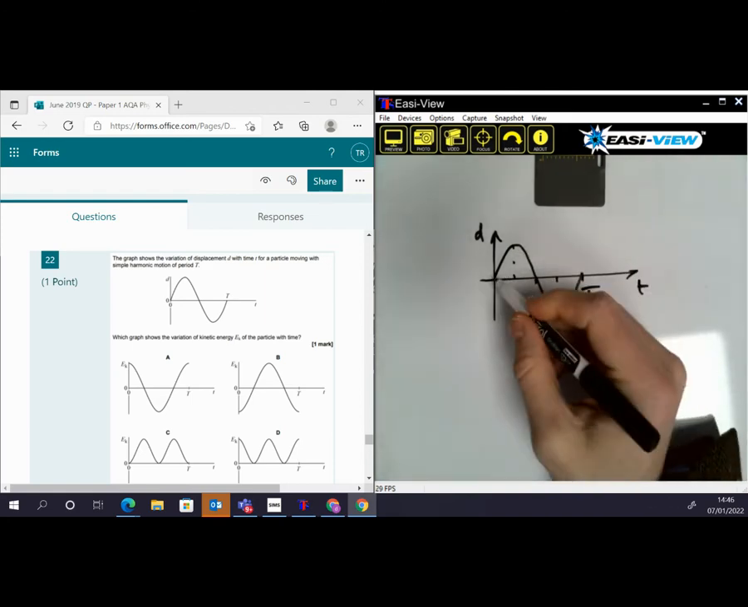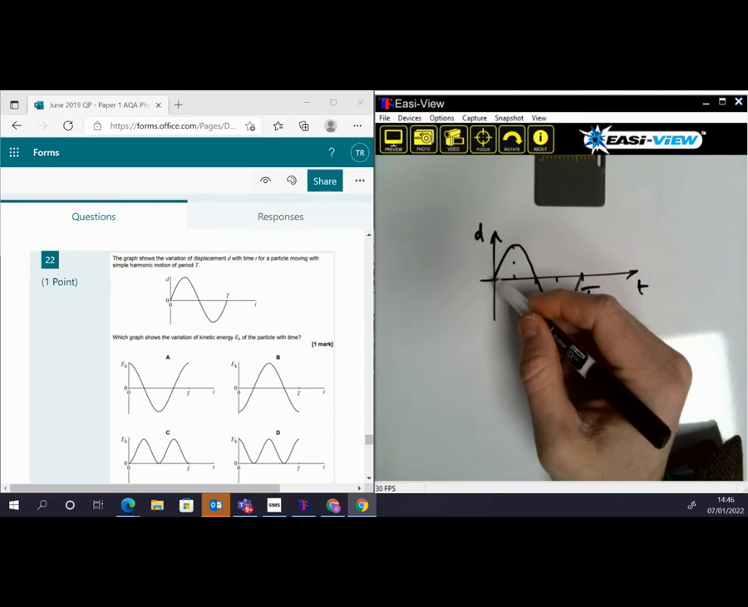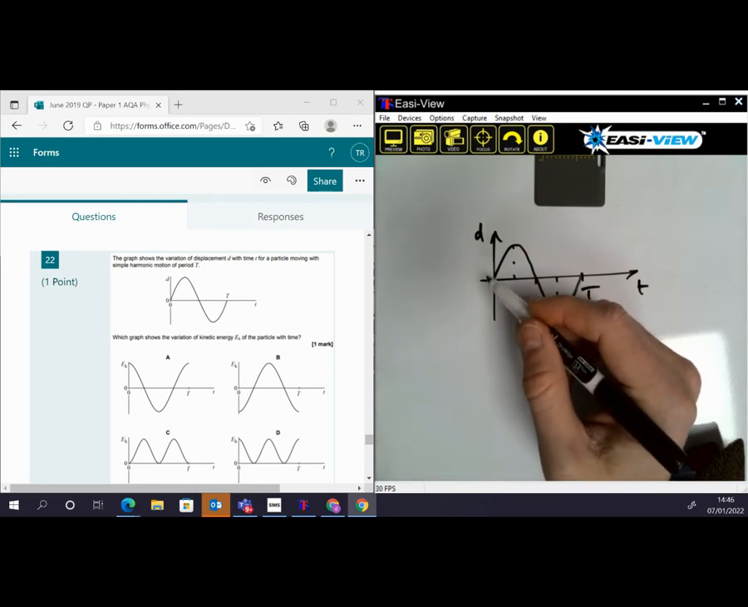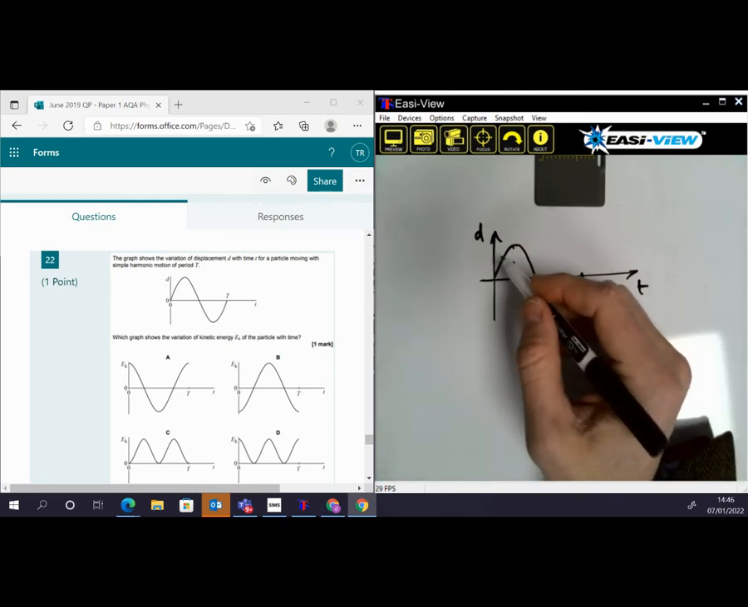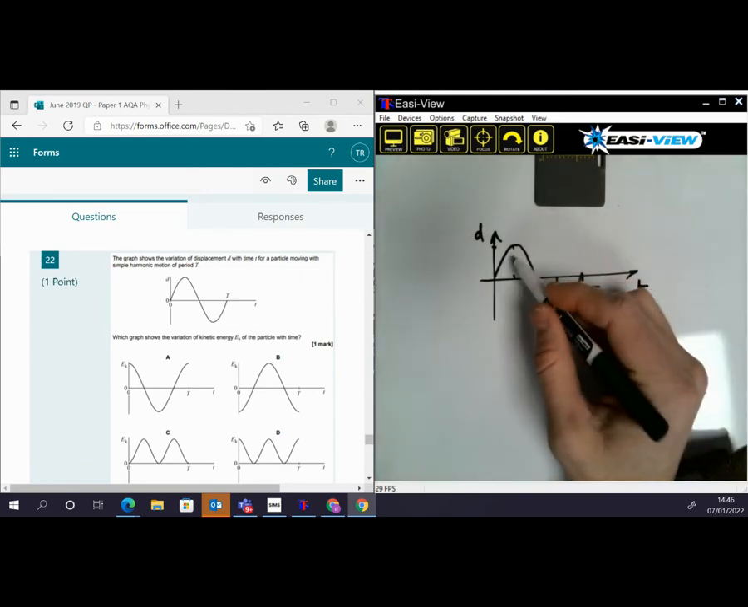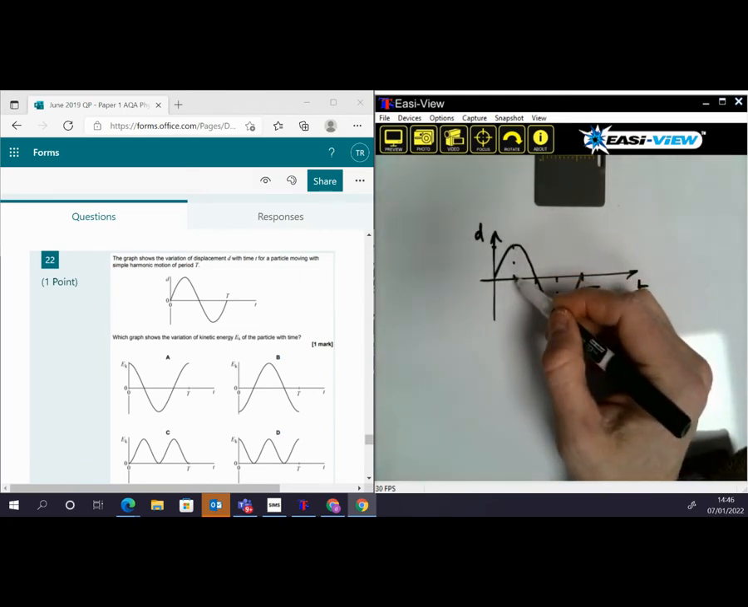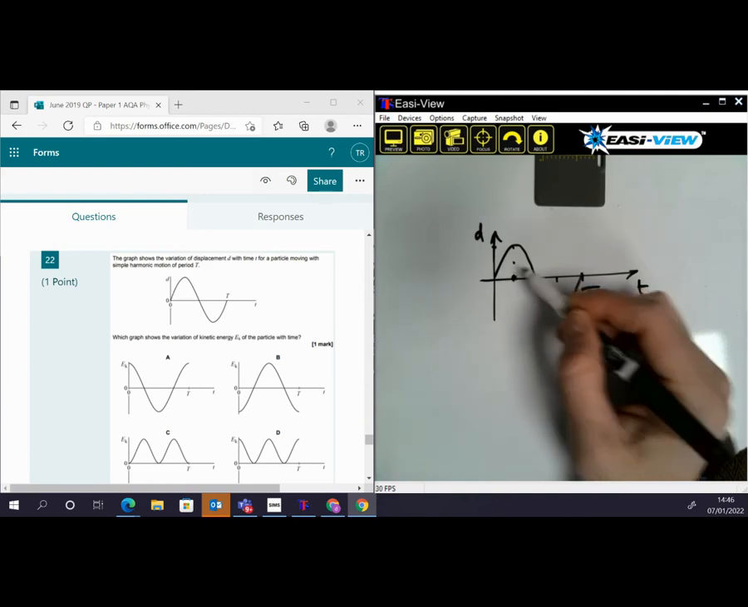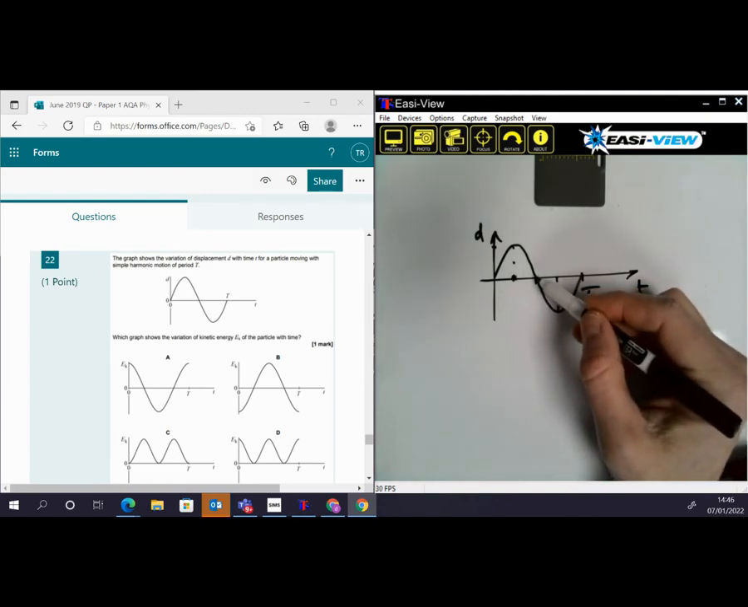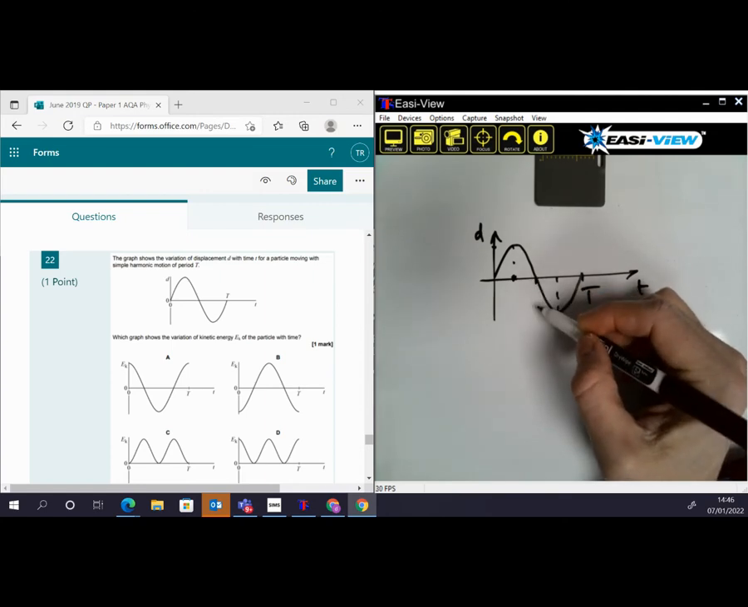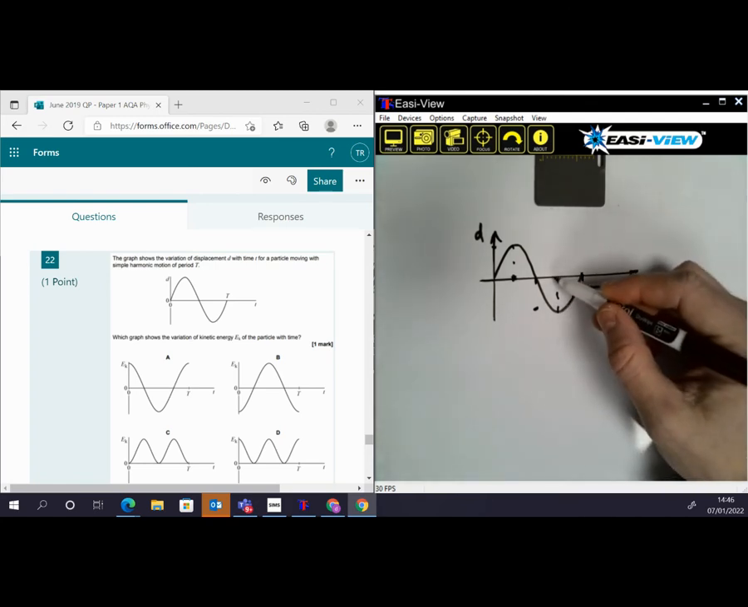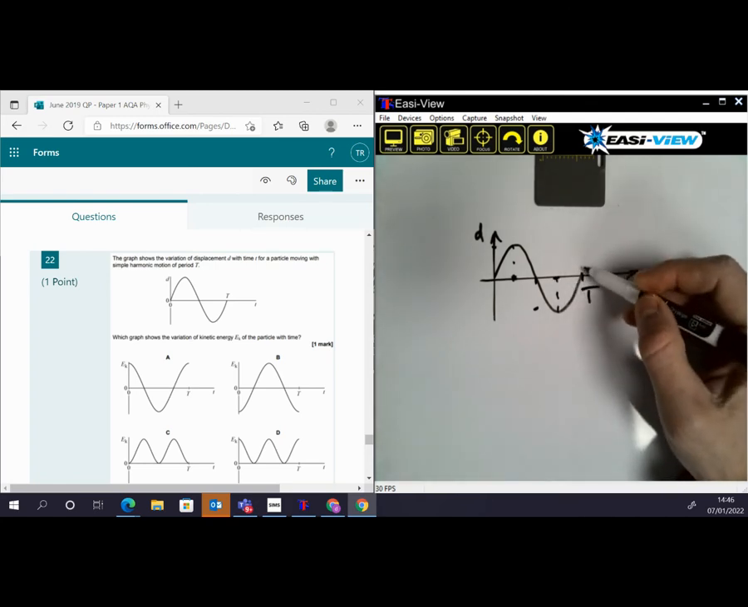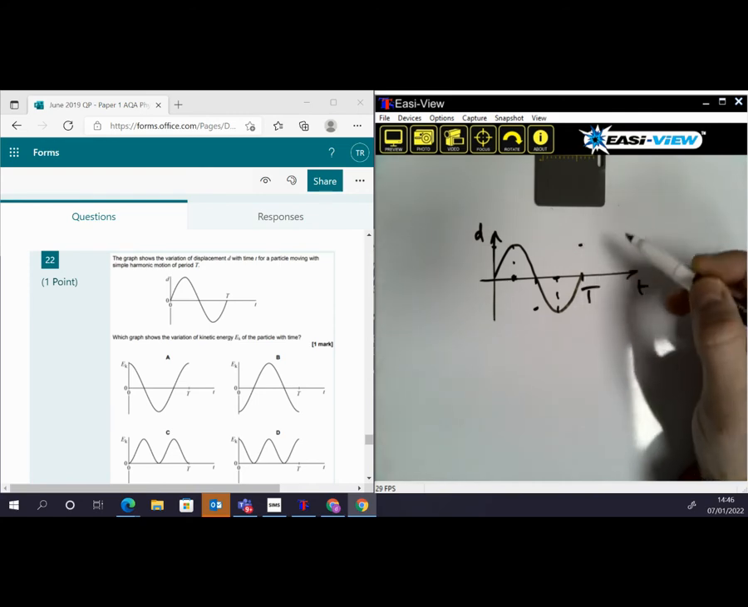Now, as it's moving, it is moving with a positive velocity here because its displacement becomes positive. So it's a maximum positive velocity here. At the equilibrium position, the speed is 0. At this point, it's about to move into the negative displacement, so it's got a negative maximum velocity. At this point, it's back to 0. And at this point, it is back to where we were at the start, which is like this.